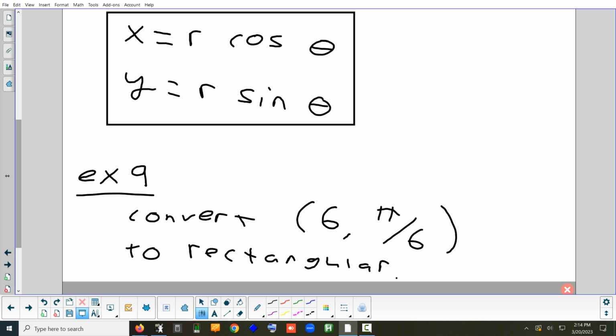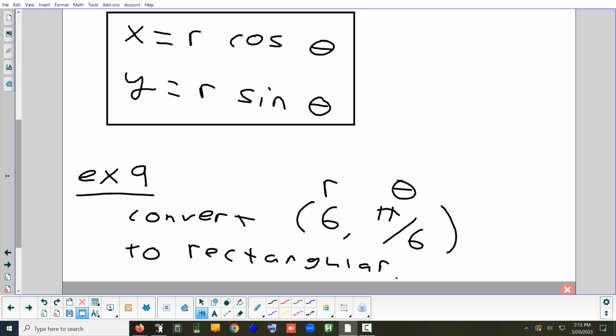So it says to convert 6 comma pi over 6 to rectangular. As long as your calculator does radians, there is no need to change that to degrees. If I was drawing it by hand, sure, because I think in degrees easier than I do radians. But we're just going to type that into a calculator. Let's make sure we know which one is which. What's my r in this case? 6. And my theta? Pi over 6. So the goal is to convert that point into rectangular using those two formulas.